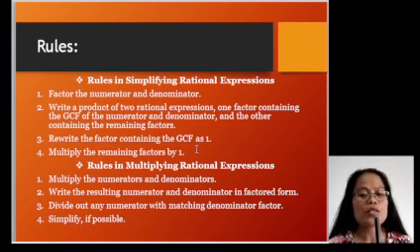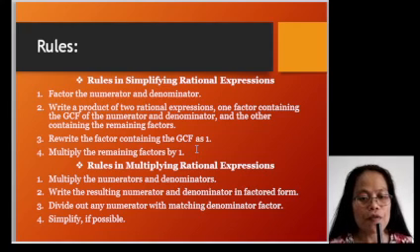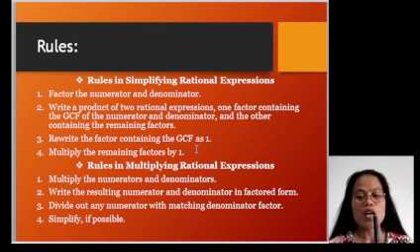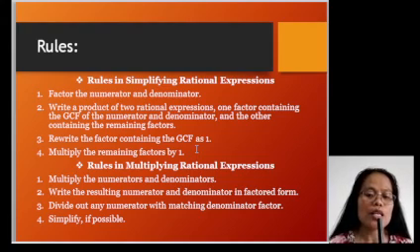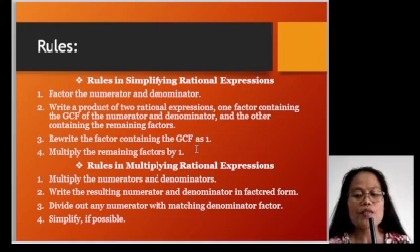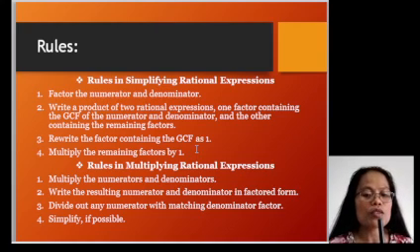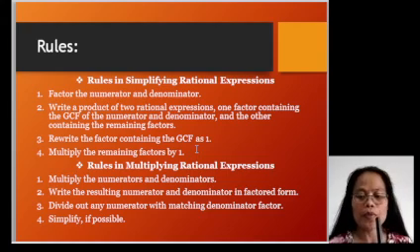Next will be the rules in multiplying rational expressions. Number 1, multiply the numerators and denominators. Number 2, write the resulting numerator and denominator in factored form. Number 3, divide out any numerator with matching denominator factor. And number 4, simplify if possible.